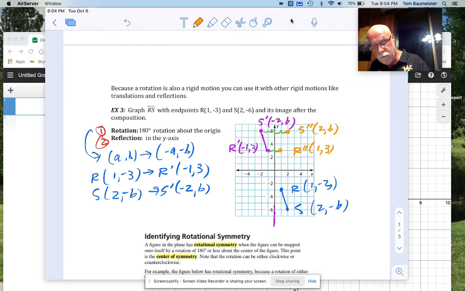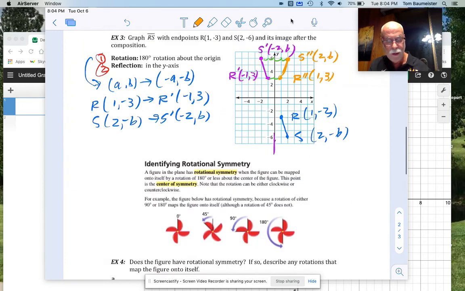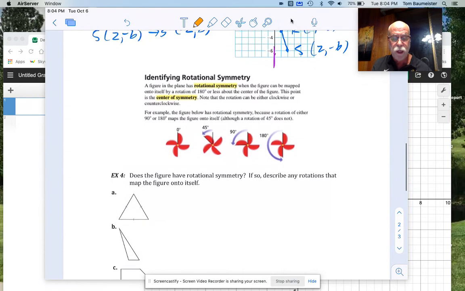And again, I'm going to make that. Okay, so again, I hope it's pretty straightforward on there. And the last ones here are identifying rotational symmetry.